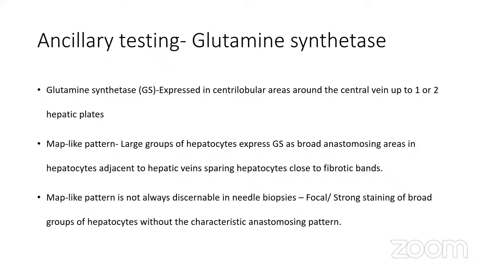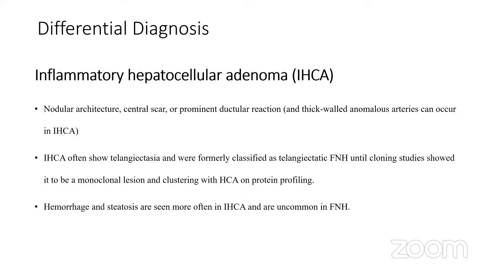What is a map-like pattern? Large groups of hepatocytes express glutamine synthetase as broad anastomosing areas, in hepatocytes enlarged adjacent to hepatic veins. The map-like pattern, though very helpful in diagnosis, can sometimes get very tricky in needle cores, where you can either see focal staining, or you see strong staining of broad groups of hepatocytes, but you don't really see the characteristic anastomosing pattern.